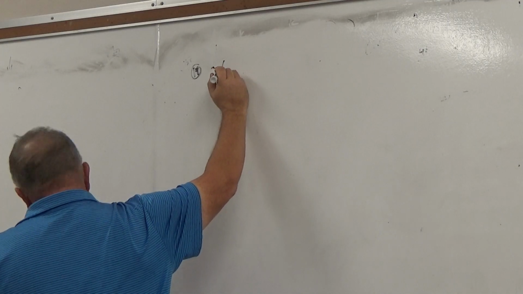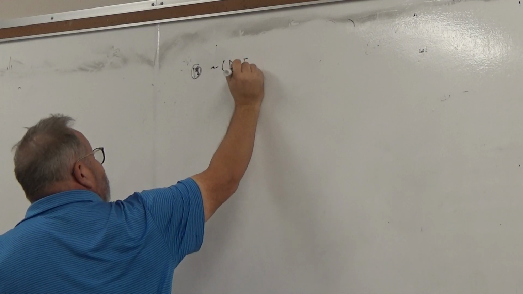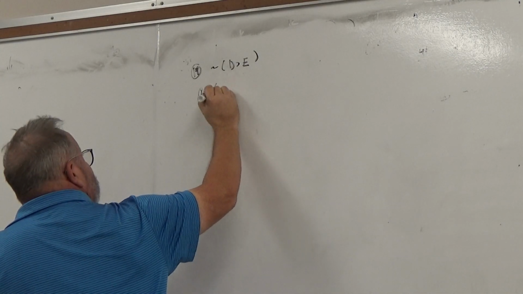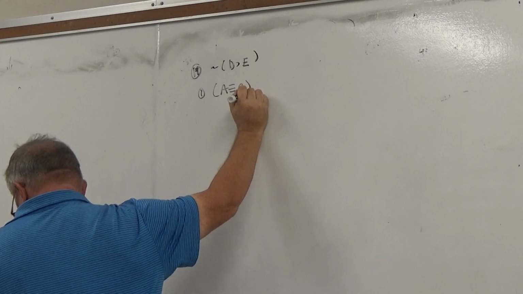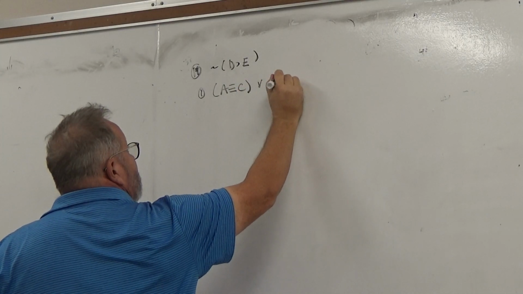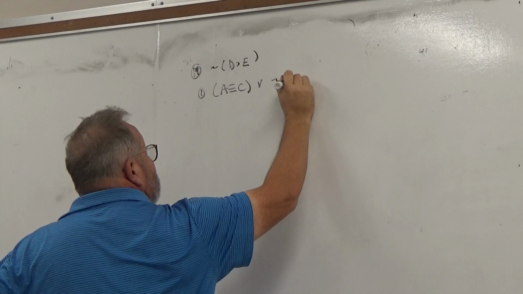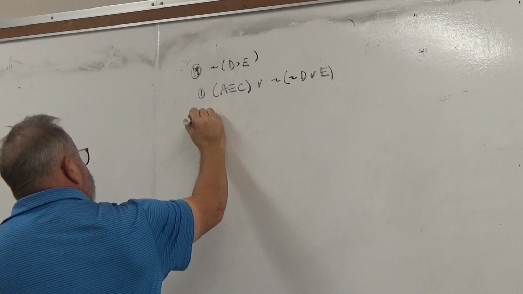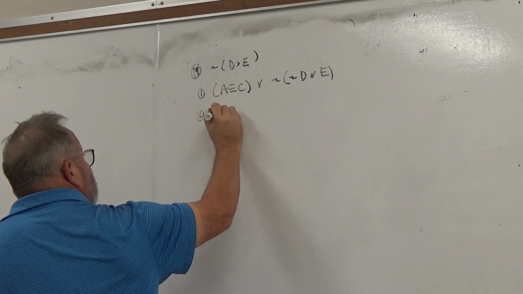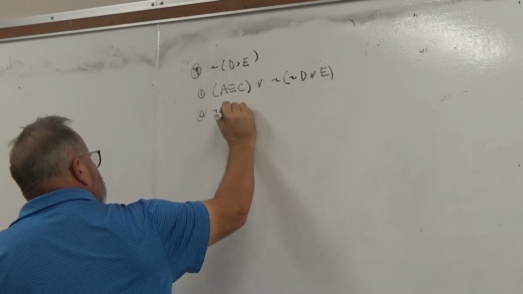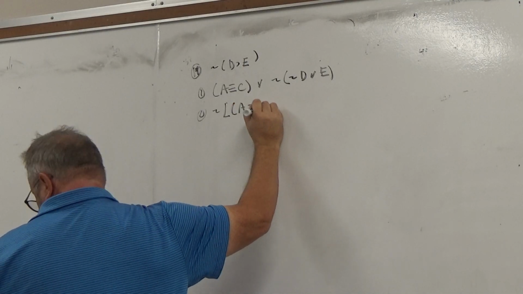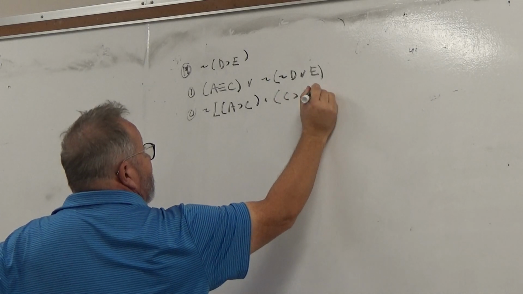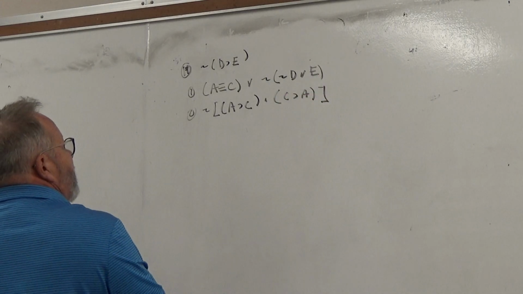Not D, then E is what we have to prove. We have A if and only if C or not D or E. And we also have not A, then C, and C, then A. Okay. All right.